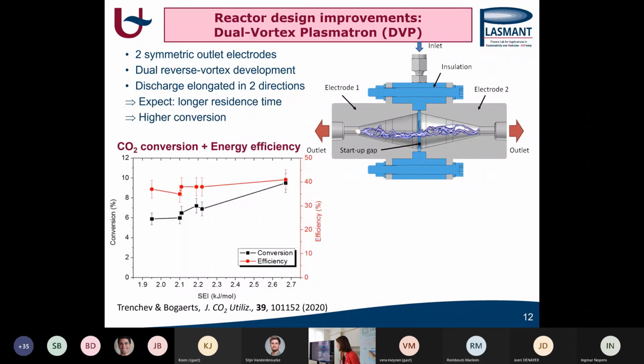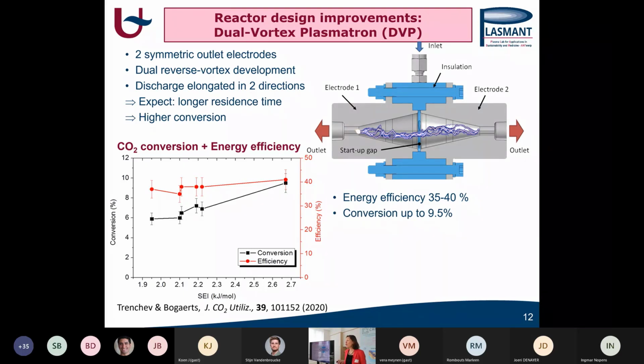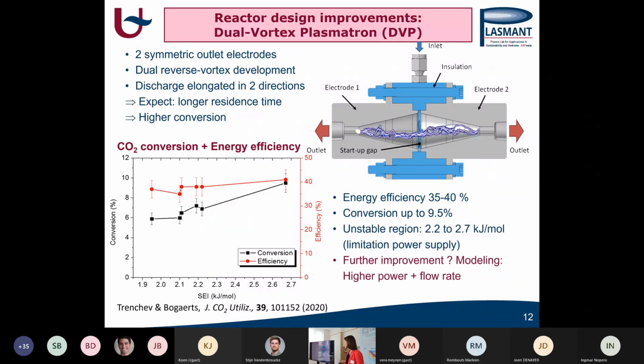And this shows the experimental results. So we see that the energy efficiency was between 35 and 40%, so a little bit higher than in the gliding arc plasmatron, and a conversion up to 9.5%. So actually it was not so much higher in practice, but we found by computer simulations that higher power and flow rate gave better results. In practice we were limited because our power supply could not handle these higher powers. So in the past years, we were building a new power supply.